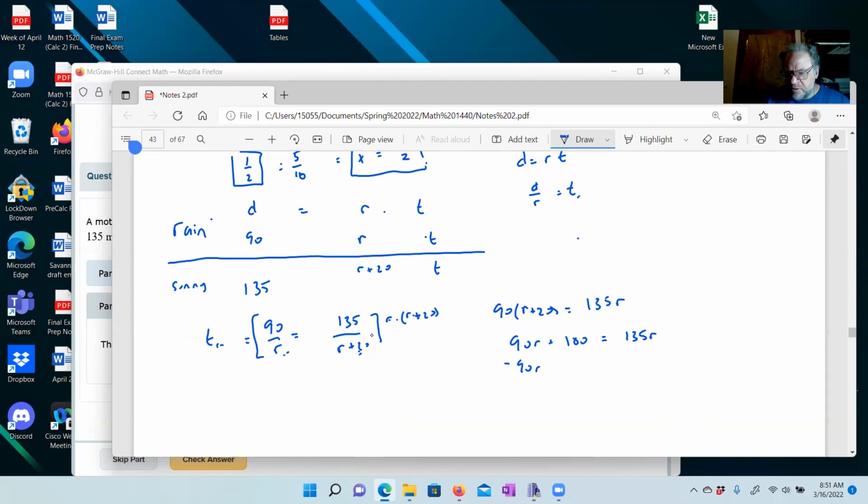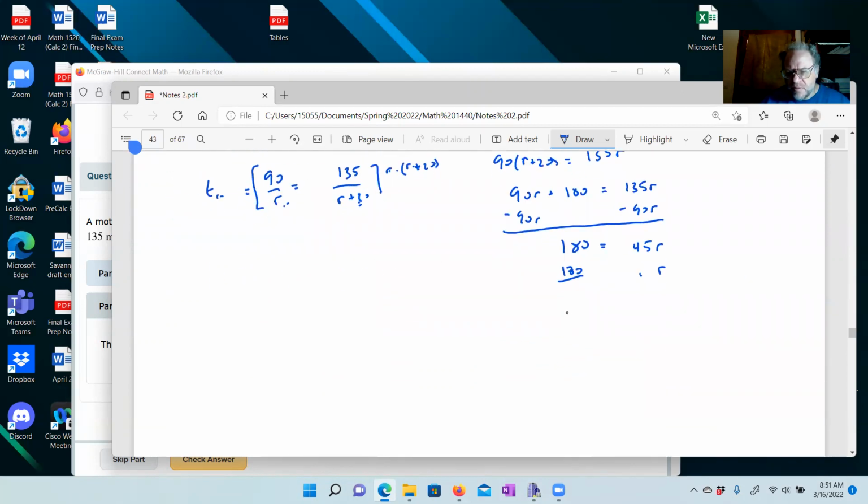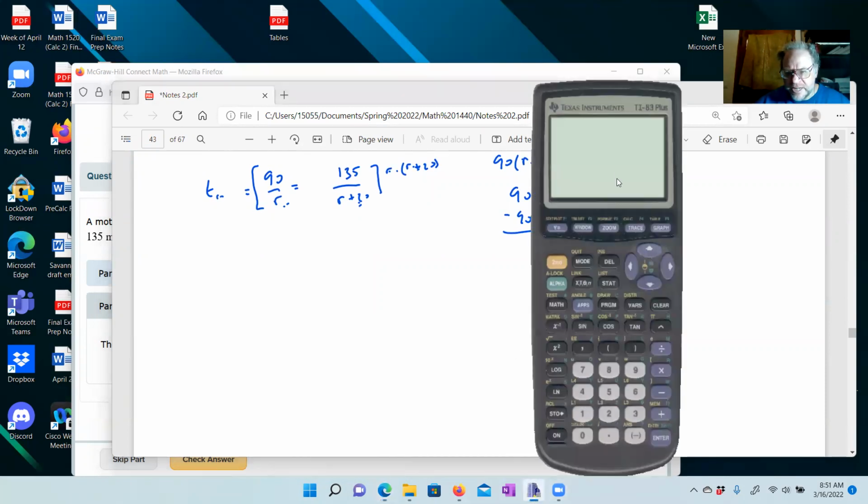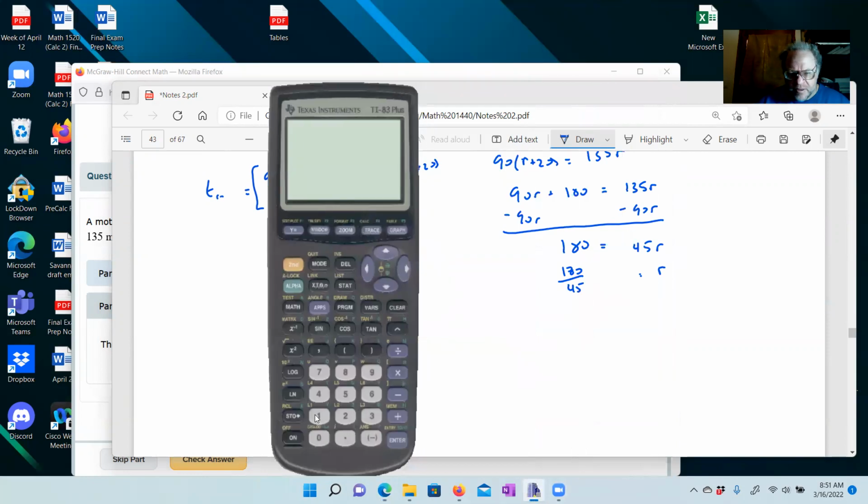We're just going to get all the variables on one side. So minus 90R, and we have 180 equals, and then what do we have here? We have 135 minus 90, so it looks like we're going to end up with 45R. Then R is going to be 180 over 45, and whatever that happens to be. So let me cheat here and go ahead and say 180.